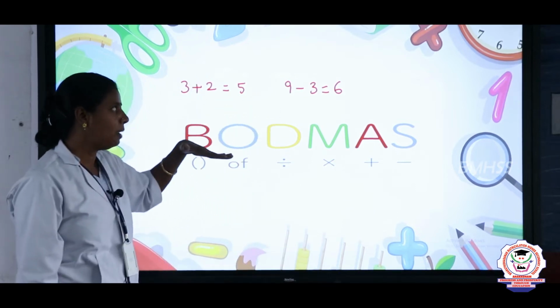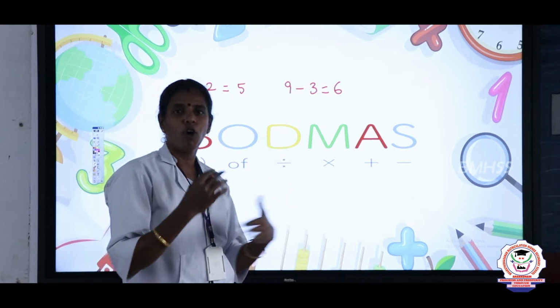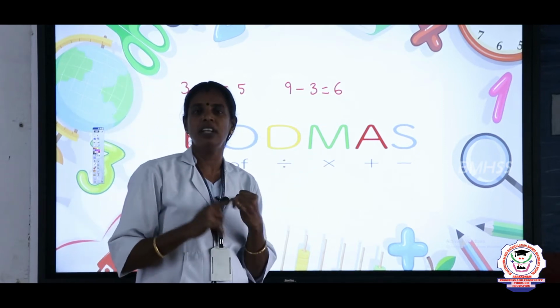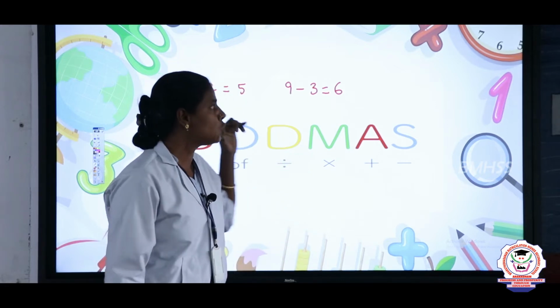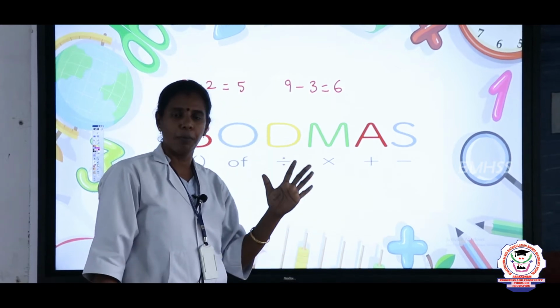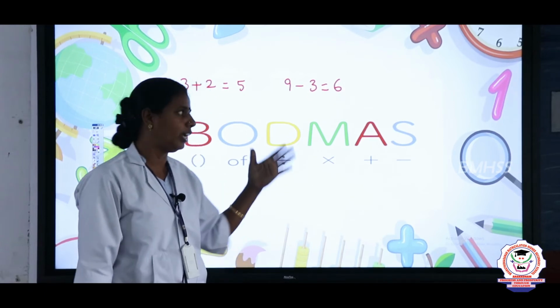But in this simplification, we are going to see all the 4 operations together, that is addition, subtraction, multiplication and division. So how to solve when all the 4 operations, or 3 or 2 operations, are given in an expression, we are going to see now.